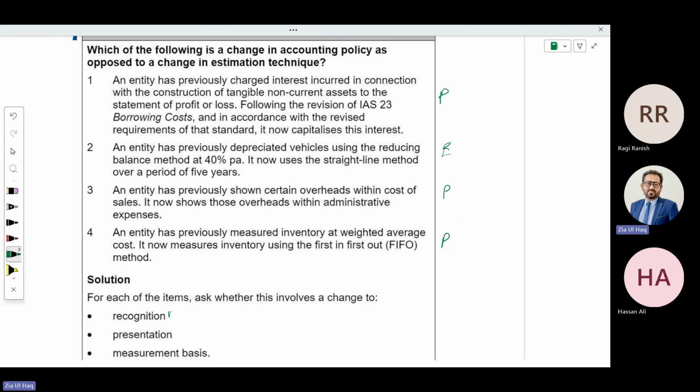Number two, an entity has previously depreciated vehicles using the reducing balance method at 40%. It now uses the straight line method. So this is an estimate change. Number three, an entity has previously shown certain overheads within cost of sales. It now shows those overheads within administrative expenses. This is a presentation change. Number four, an entity has previously measured inventory at weighted average cost. It now measures inventory using FIFO. So this is measurement.